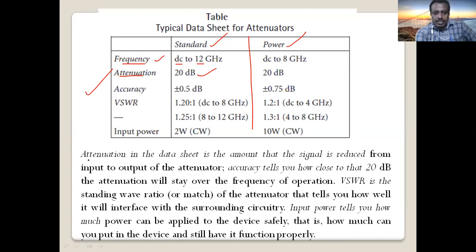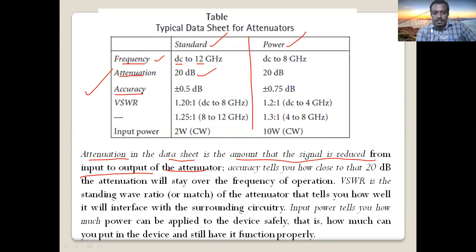So attenuation indicates what? Attenuation is in the data sheet. It indicates the amount of signal reduced from input to output of the attenuator. When you compare input and output power, the signal is reduced by 20 dB. That's what attenuation tells you.